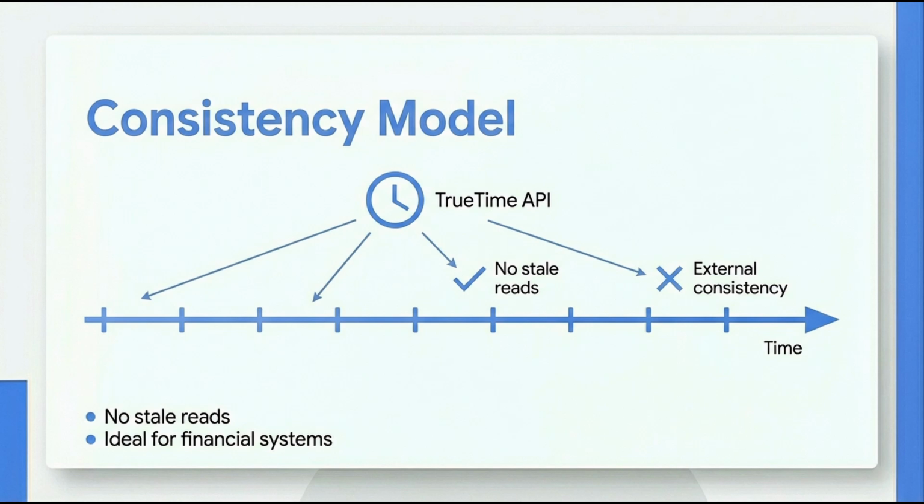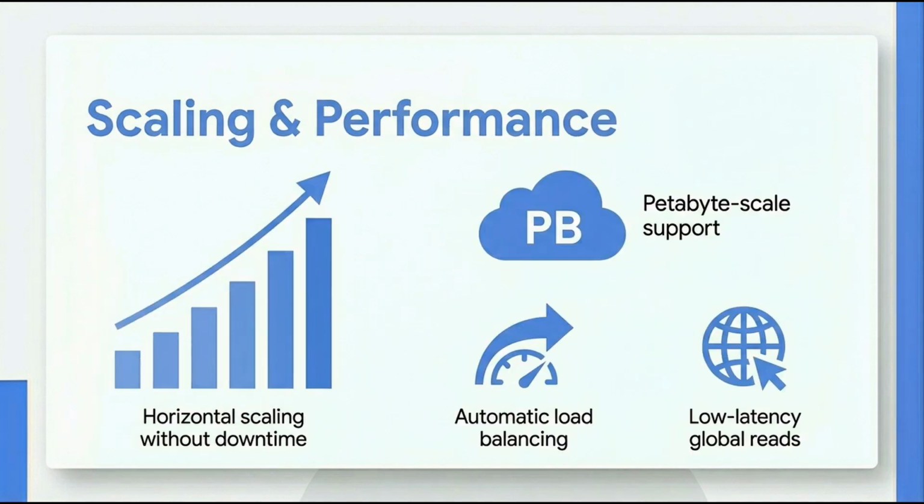Cloud Spanner offers strong consistency by default. Thanks to TrueTime, it guarantees external consistency, meaning all the transactions appear as if they happen in a single global order, even across regions. Scaling in Cloud Spanner is simple. You just add nodes. Performance scales linearly and Google handles the load balancing automatically, making it ideal for applications with unpredictable traffic and massive workloads.